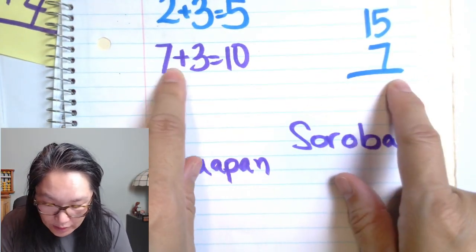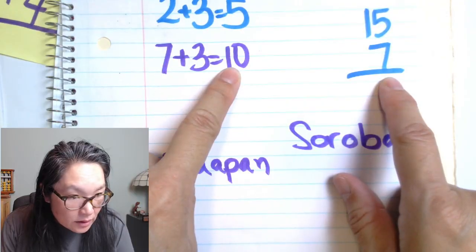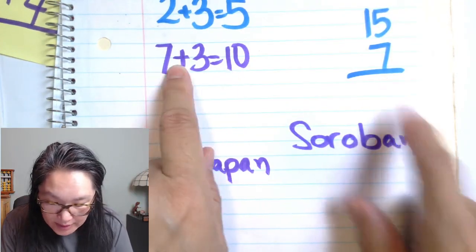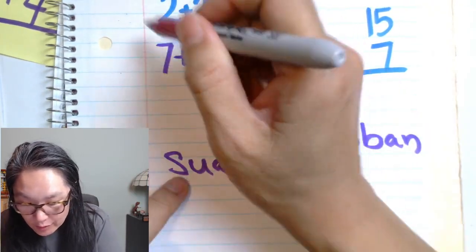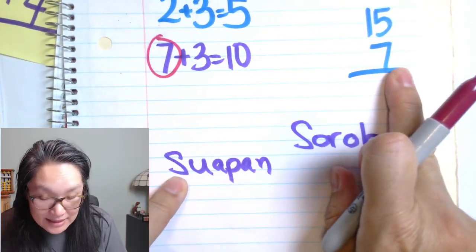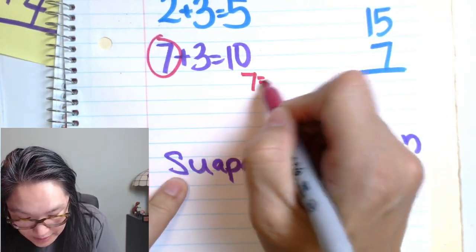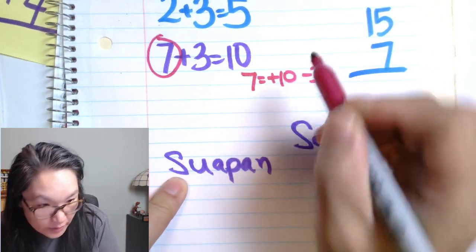What we're doing here is we need to understand how to make a 10. Because we know how to make a 10, we're going to isolate the variable. This is the variable we're going to isolate because we want to add the 7. So 7 is equal to plus the 10 minus the 3. Are we okay with that?